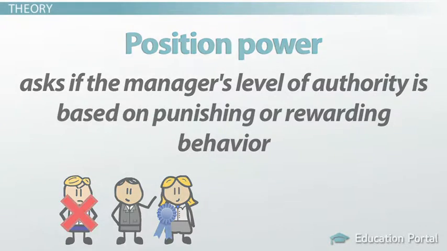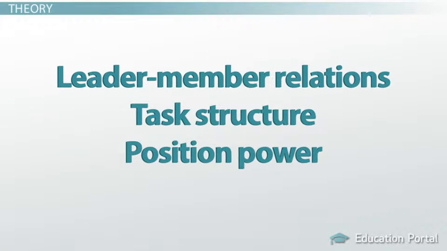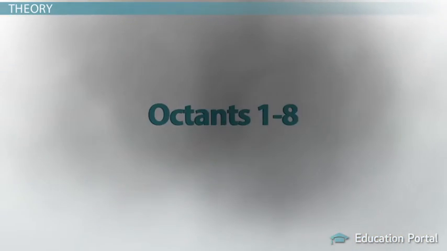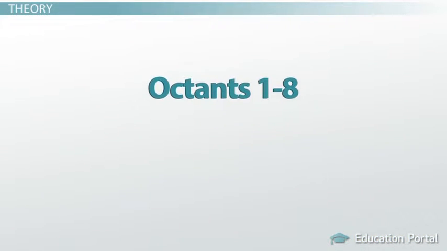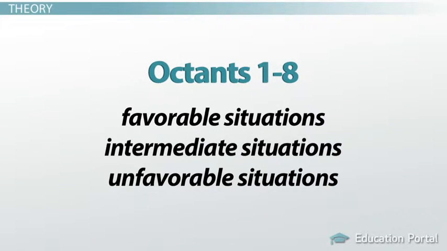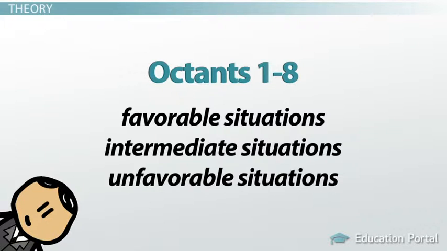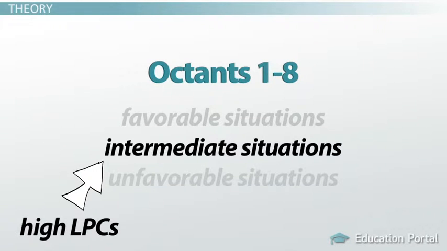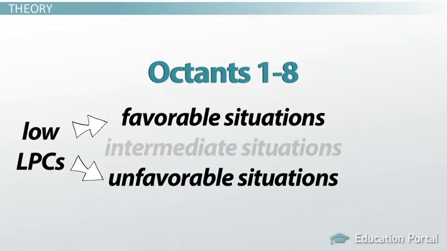The combination of leader-member relations, task structure, and position power create different situations that have been coined octants 1 through 8. You can divide these 8 situations into 3 broad categories: favorable situations, intermediate situations, and unfavorable situations. According to the theory, each situation is handled the best by either high or low LPC managers. The theory argues that high LPC managers are most effective at influencing employee group behavior in intermediate situations, while low LPC managers are most effective in favorable or unfavorable situations.